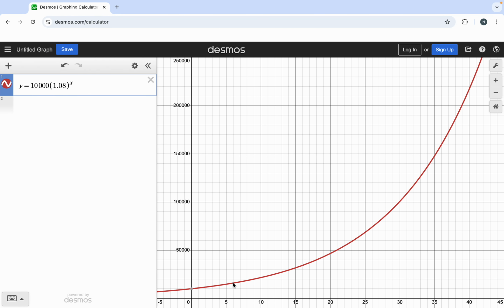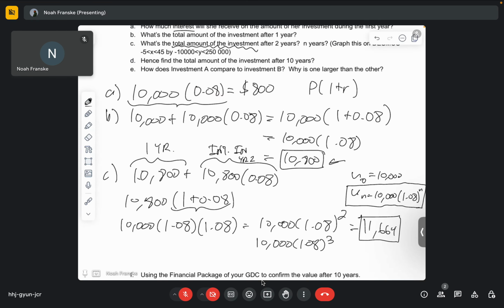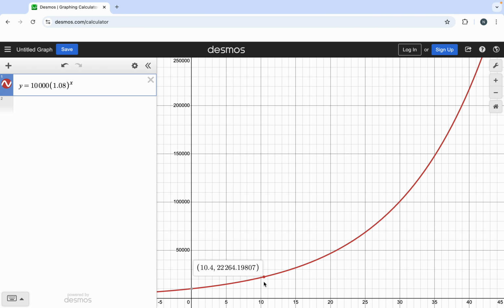So what I'm going to do here is look at what's going on at 10 years. So at 10 years, if I can get there, we go, 21,589. So after 10 years, so this is D, we're going to have $21,589.